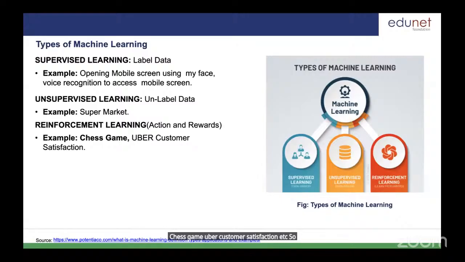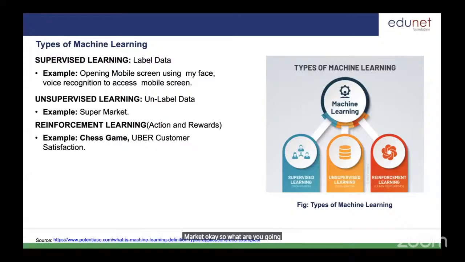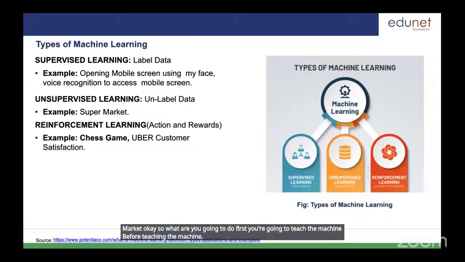For an example, if you take the chess game, if you play with a system, let's understand in a much more precise way. Let's believe that you are designing a game and nobody has an idea how to play the chess game. You are an inventor of a chess game and you want to launch that game into the market. So first you're going to teach the machine, right? Before teaching the machine, you have to give some set of instructions, right? How the chess game has to be played, right?